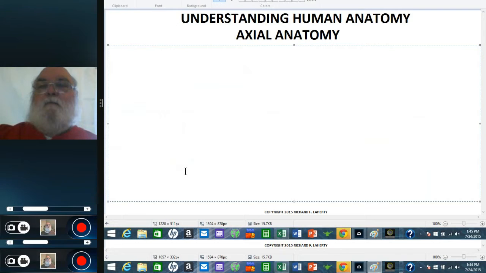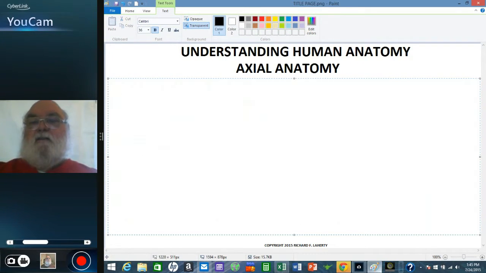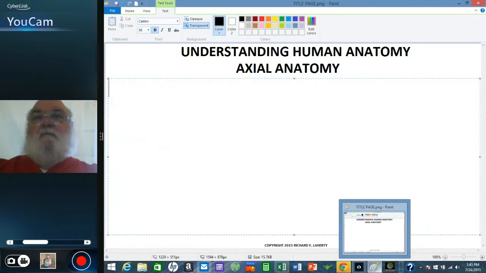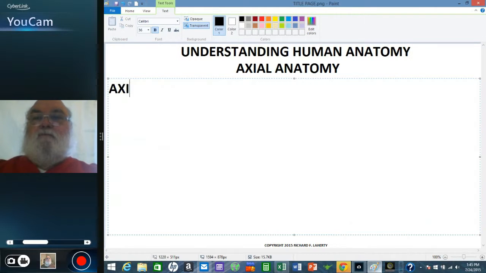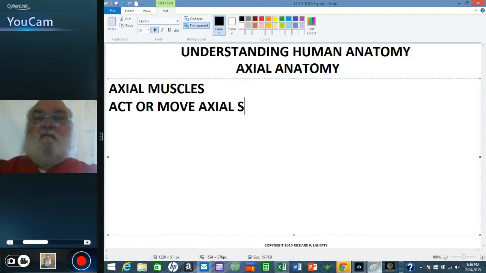The muscles of the axial skeleton are referred to as the axial muscles. These muscles all act on or move the axial skeleton. And as I said before, these are the muscles of the core.